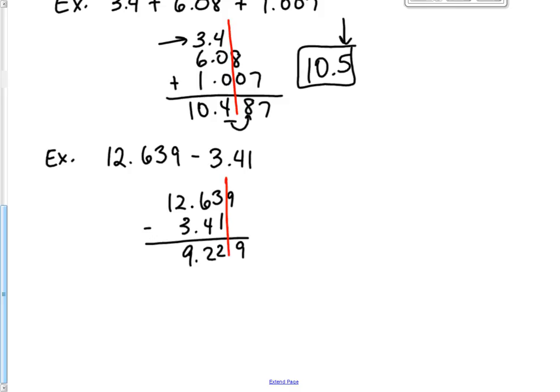Okay? The number to the left of that line is the one you're rounding. The number to the right is the one you're looking at. So you're going to round the second 2. You're going to look to the 9. Using our rounding rules, you have 9.23 as your answer. Okay? That is adding and subtracting using significant figures.